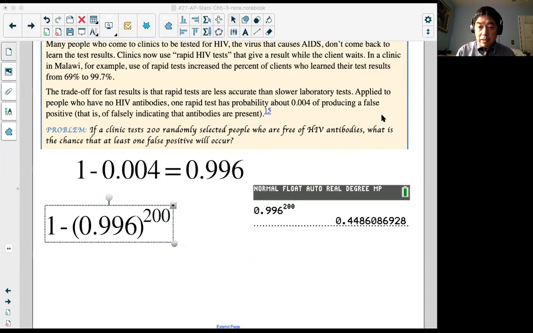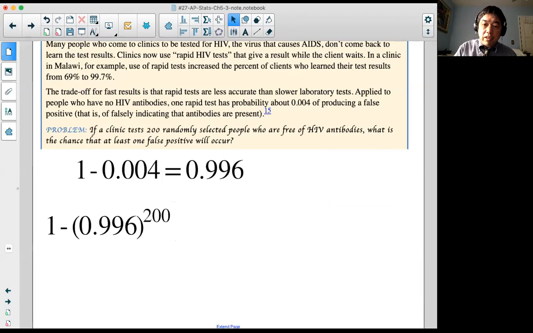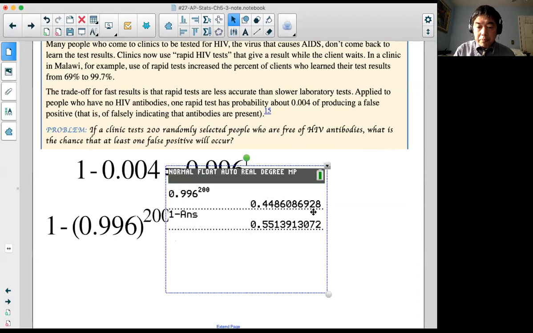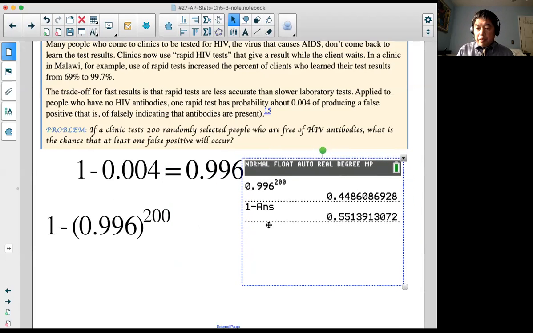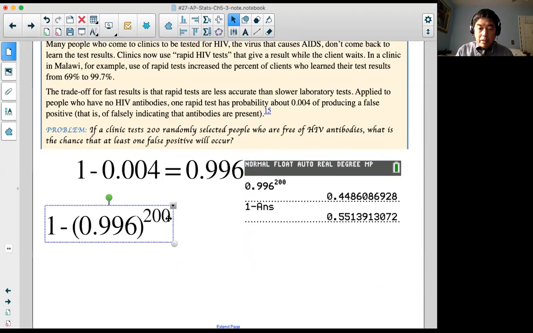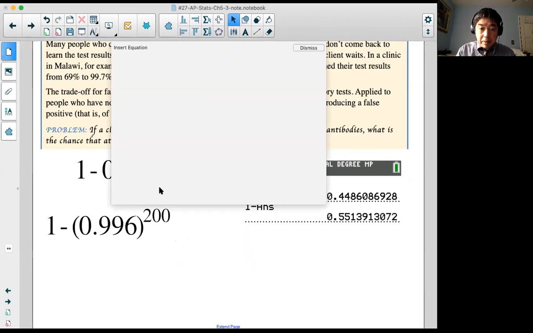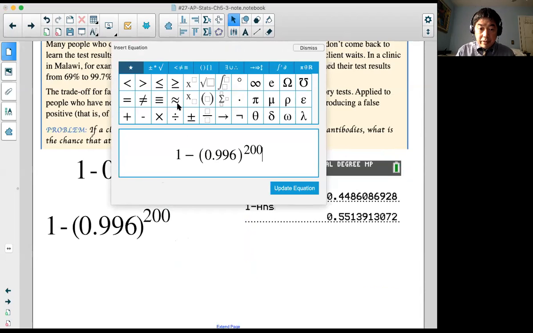So 1 minus the answer is going to be here. So this is right here, around 0.551. I put the double tilde, so it's an estimated value, 0.551.